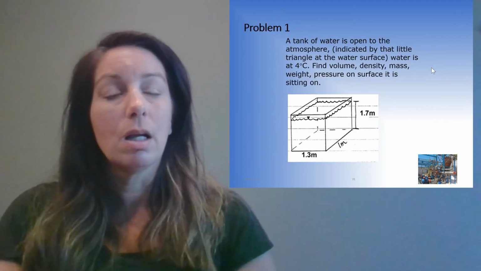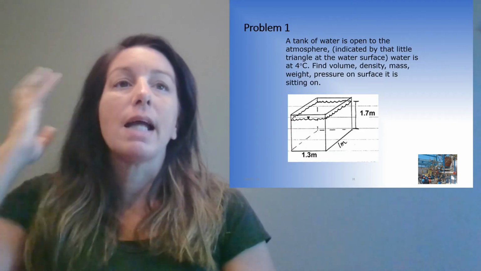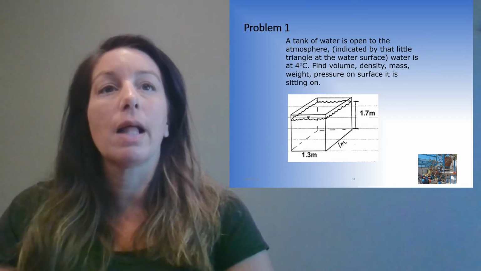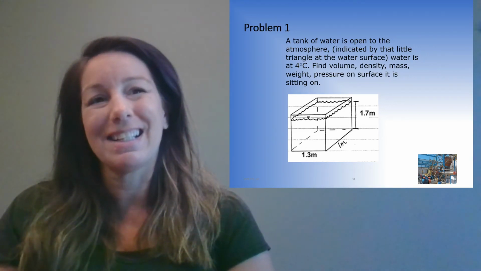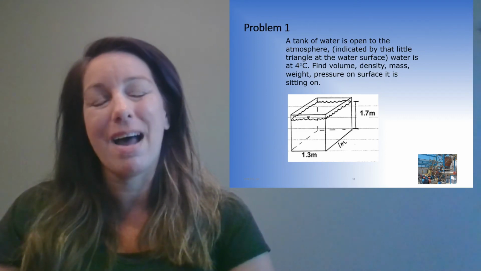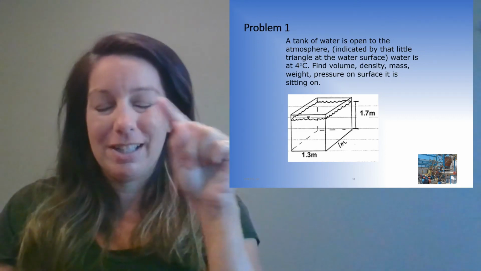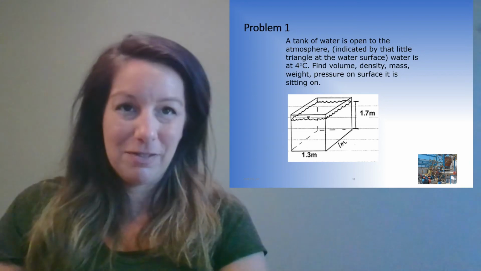Okay. So problem 1, a tank of water is open to the atmosphere, indicated by the little triangle. Yes, there's lots of little triangles. That's how I have to do it too. A little triangle and a couple of lines. That's the surface of water.